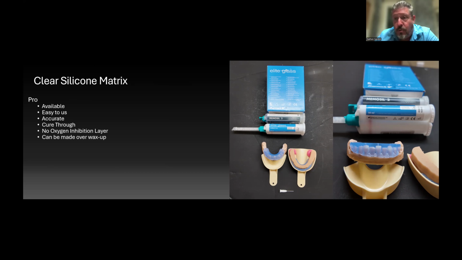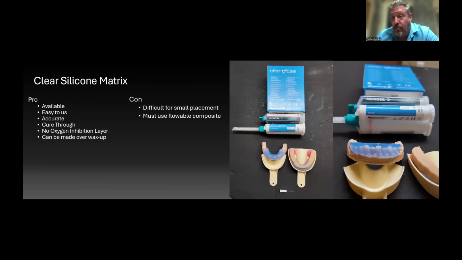So for injection molding, very, very useful. There's no oxygen inhibition layer. This is silicone, so when you pop this off, it's like a Mylar strip, smooth. Beautiful. And like I said, you can make this over a wax up. This is really difficult for small placement. You need a bit of bulk in there. So if it's just little placement, I'll talk about how I do those.